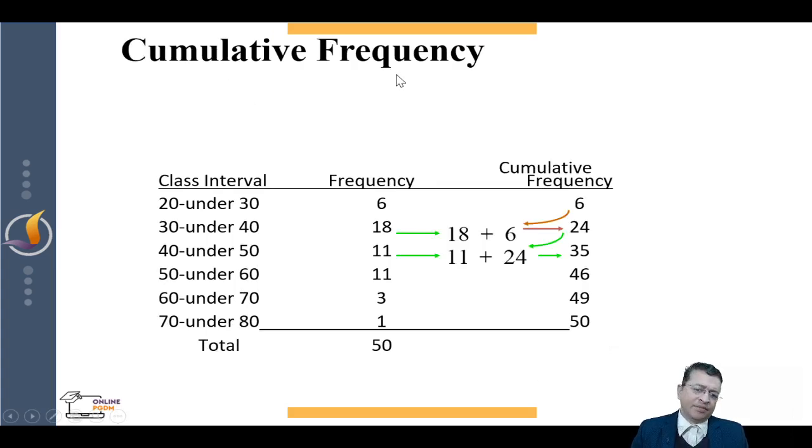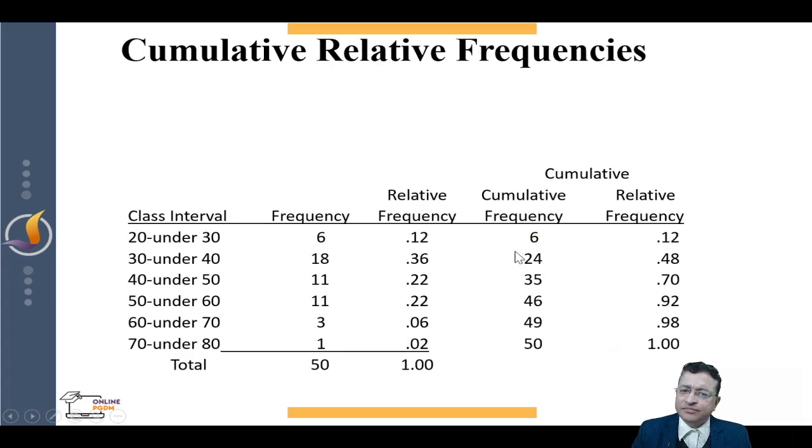Then we have cumulative. Cumulative is nothing but a running total. So what we will be doing? You keep on adding the next observation to the last one, and at the end you will find the last class cumulative frequency is nothing but the total number of observations in your data. That is the running total.